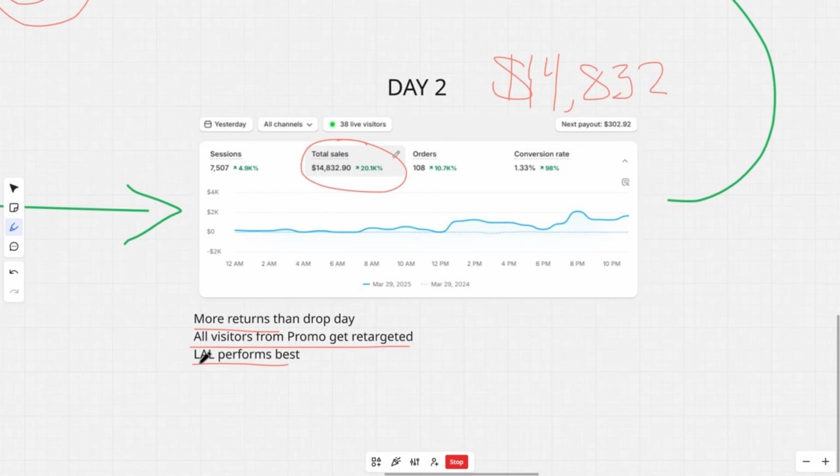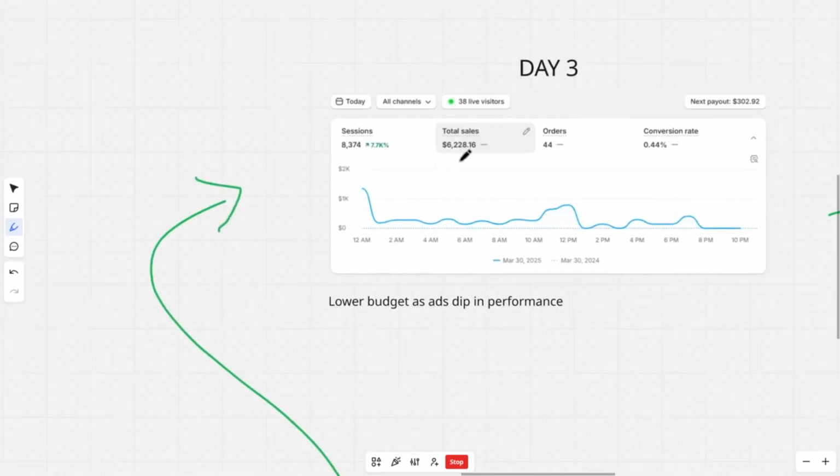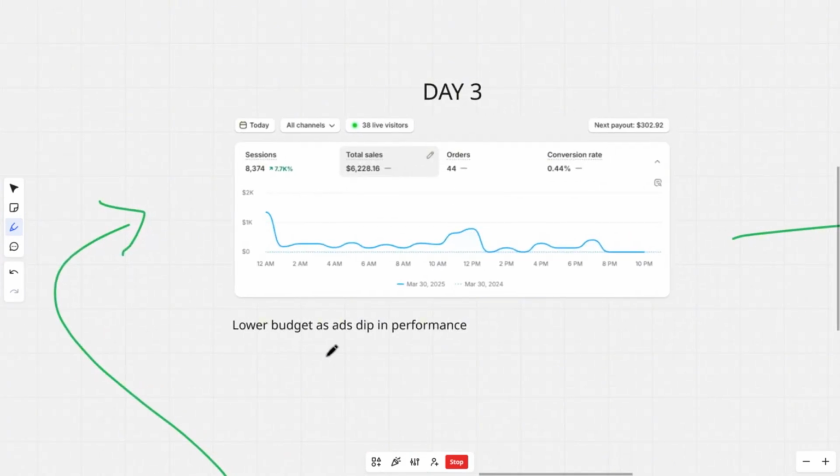And I know you guys are going to ask, the lookalike audience performed the best. That isn't always going to be the case. I think the lookalike was at like a 7x or a 10x return on ad spend. So that's just incredible. It was just booming. It was absolutely booming. 14,000 on day 2 is great. That brings us to day 3.